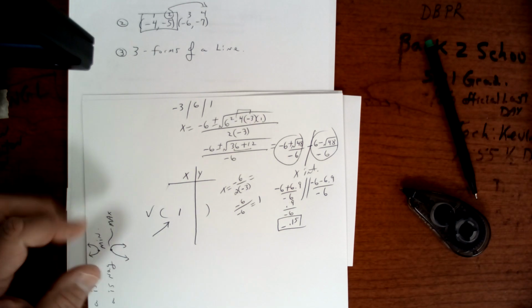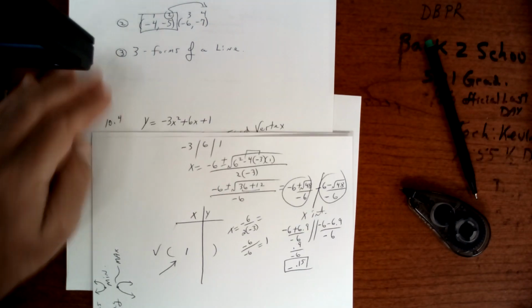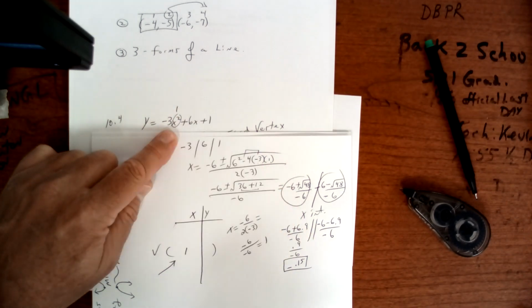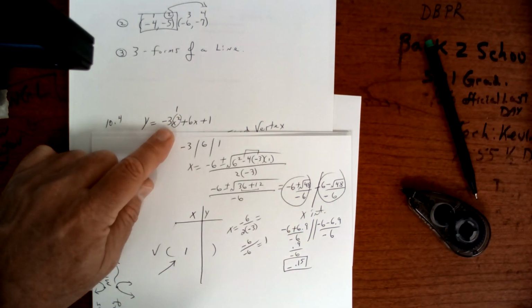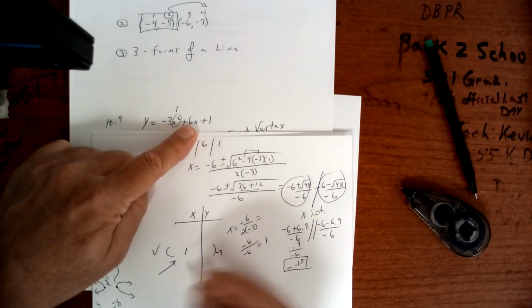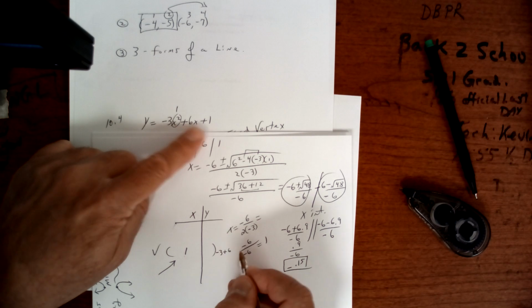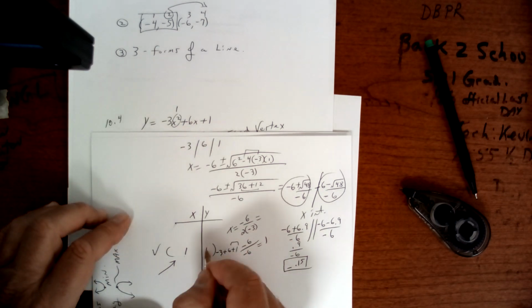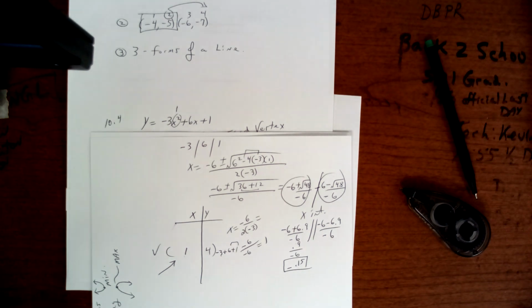Now you got to plug it into your formula right here. So 1 times 1 is 1. You got to square it. 1 times negative 3 is negative 3. 6 times 1 is 6. And plus 1. So that's 7 minus 3 is 4. That's your vertex. Remember? And then you got to graph it.